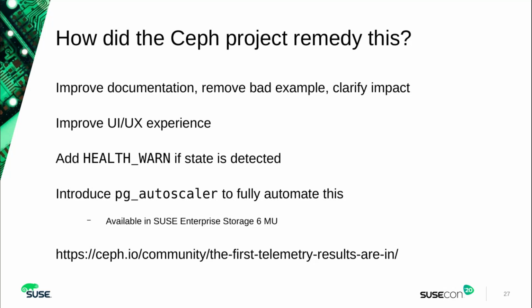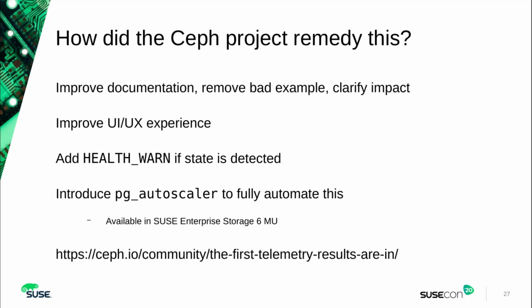So what did we do to address this issue? First, we improved the documentation. We removed the bad example and clarified the impact. We improved the UI user experience, so the dashboard and all the tools will now warn. And also if a pool has a pgnum that is not a power of 2, you will now get a health warn state. And most importantly, the PG autoscaler module for the manager was introduced that fully automates the setting of pgnum for a pool. So if you enable this, your cluster should theoretically never have an incorrect value.